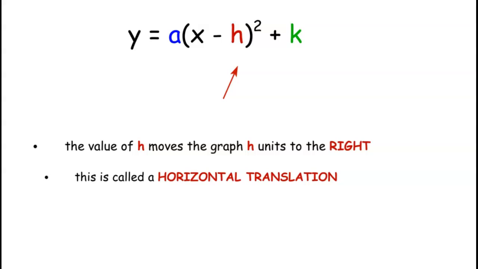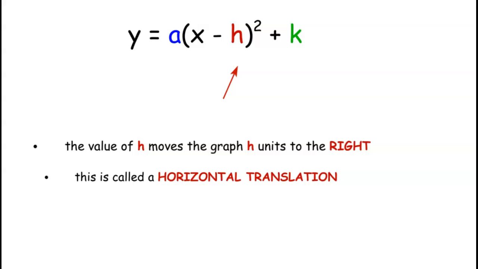So if you took a look at that inquiry assignment and you changed the value of h, you probably saw that that caused the graph to move back and forth in a horizontal direction. And so that transformation is called a horizontal translation. We're just moving the graph left or right. And so we say, generally speaking, that the value of h moves the graph h units to the right. Okay, and so let me give you an example of that.